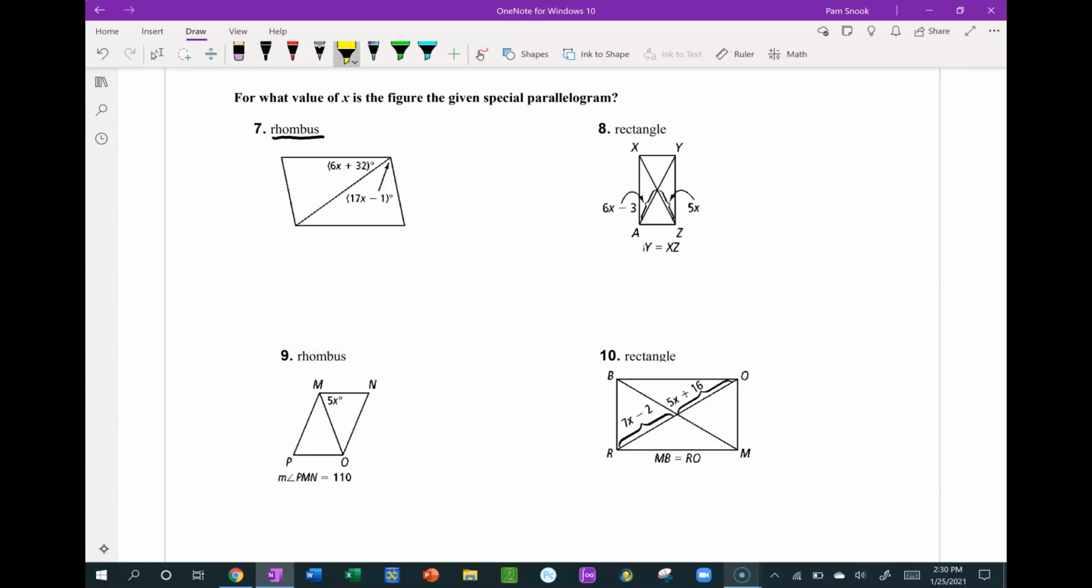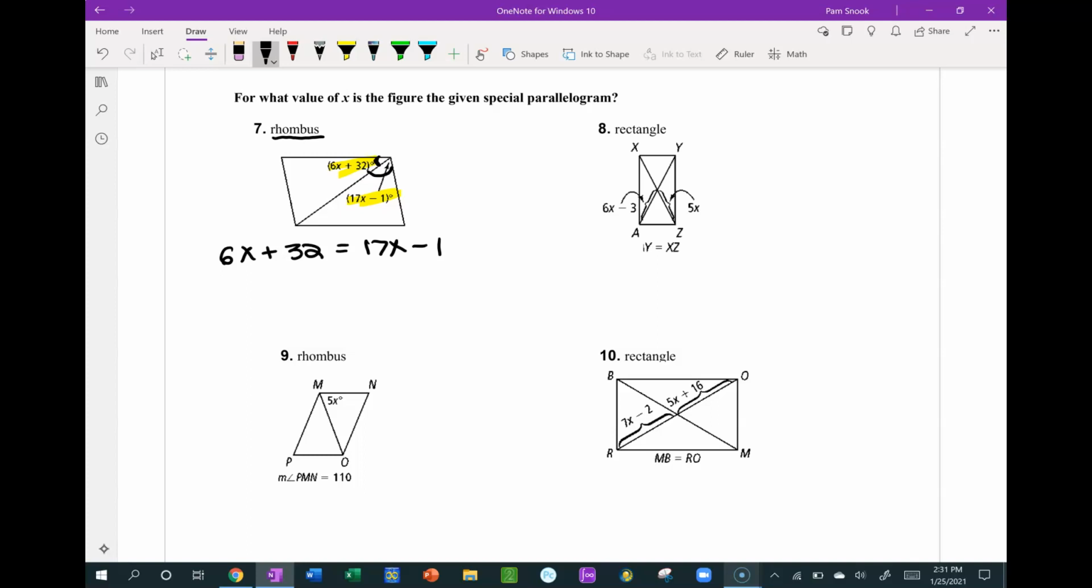And I've given you information about an angle. Now that angle has to be bisected by the diagonal. If this is a rhombus, then I have to have that angle bisected. So therefore, this little angle up here has to be congruent with this one. So I would say 6x plus 32 equals 17x minus 1.